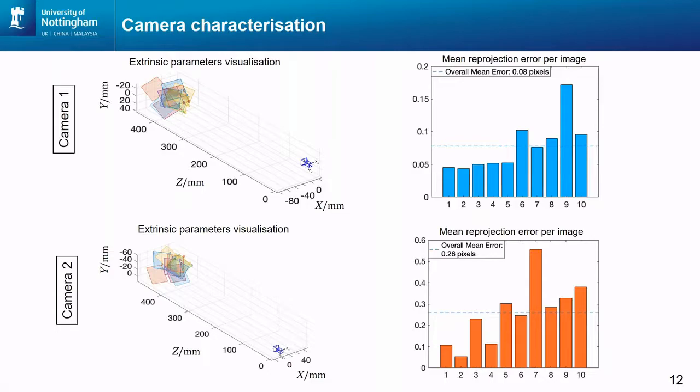On the right-hand side is the reprojection error. It's basically the error between the point detected on the checkerboard and the projection of that point from the world coordinate to the image coordinate. And from these graphs, you can see that the error is less than half a pixel.